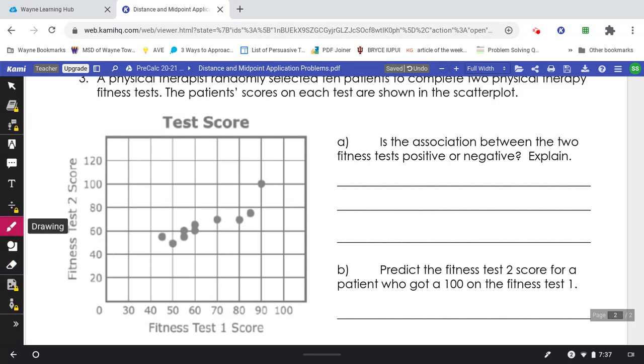So part A says, is the association between the 2 fitness tests positive or negative? Well, there's a couple ways to think about it. Look just at your dots. Which direction are they going? Are they going positive or negative? Uphill or downhill? Yeah, they're going uphill. So this association is going to be positive. Another way to look at it, and I'll just write that out, points are going uphill.